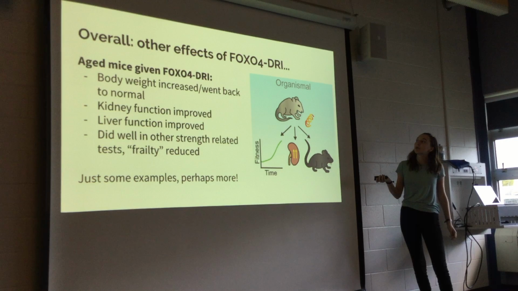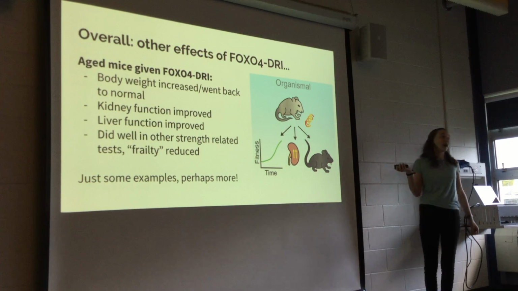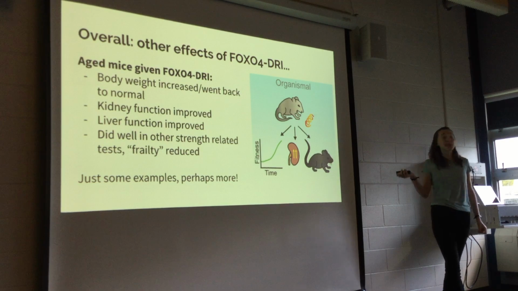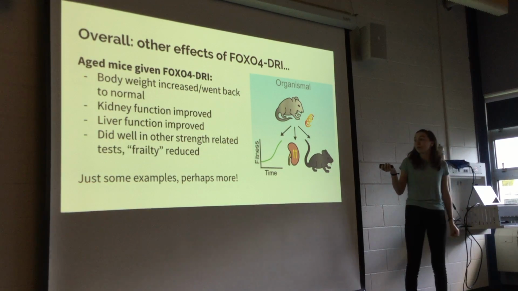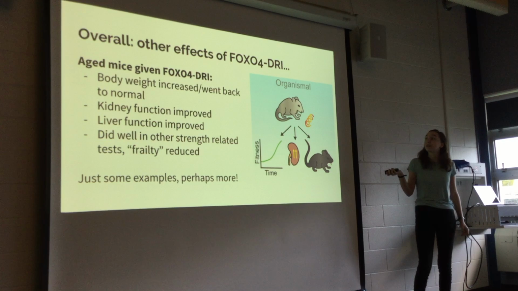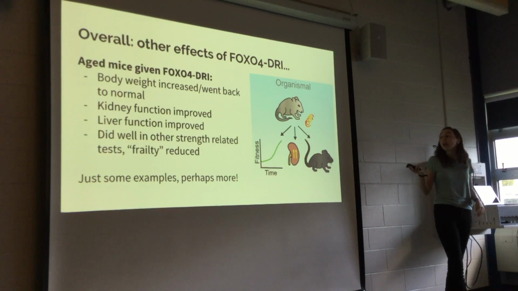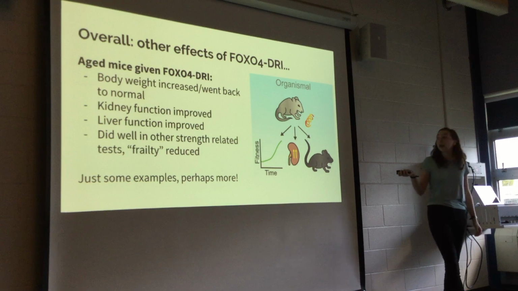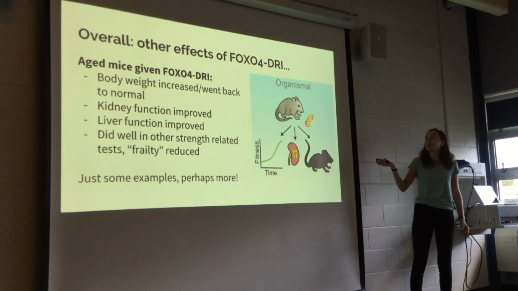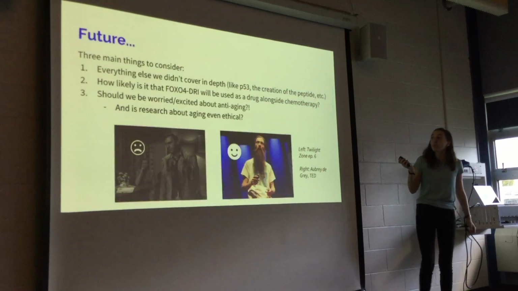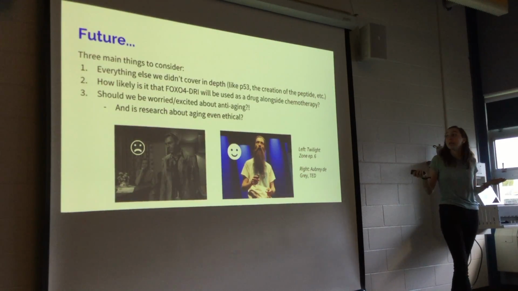So these are just some examples that they found that FOXO4-DRI can do, and these are just the ones that they found. Again, this is the first time that they've ever been able to target and kill senescence effectively and selectively. So perhaps further research could tell us some more things that FOXO4-DRI does, or some more things that killing off senescent cells does. Okay, so what does this all mean?